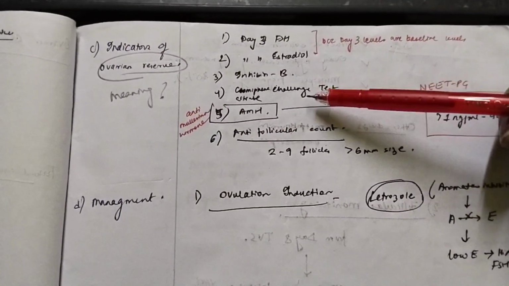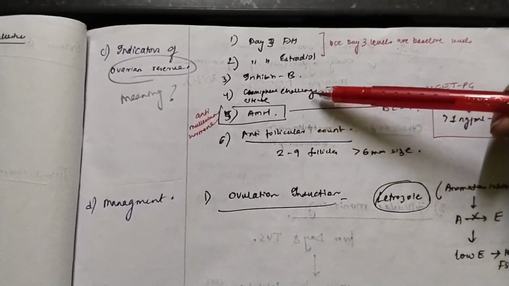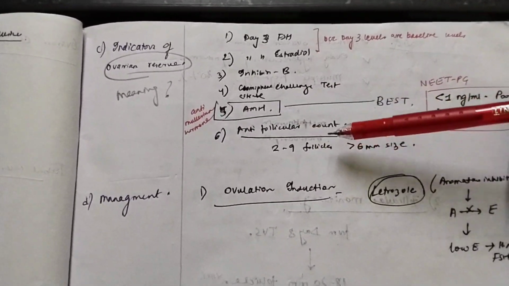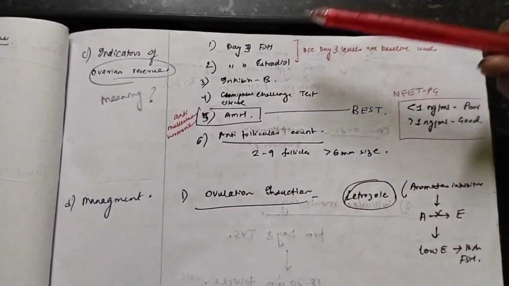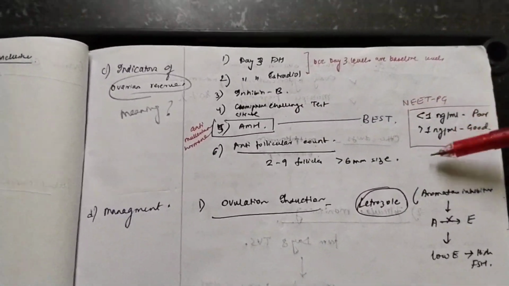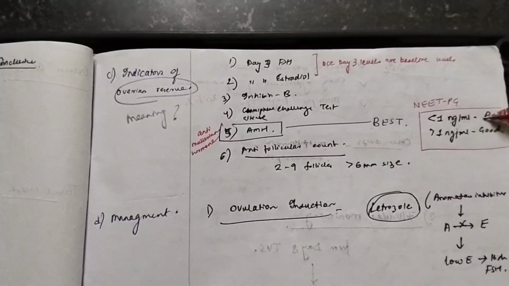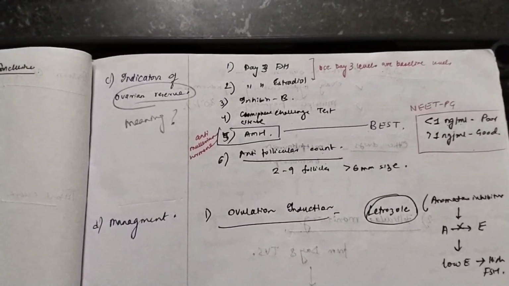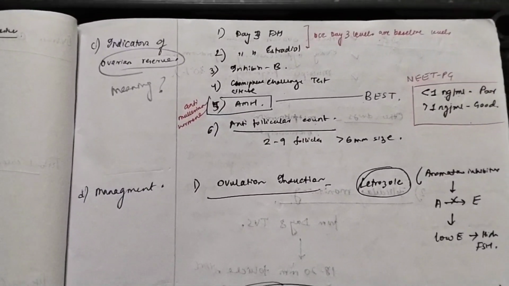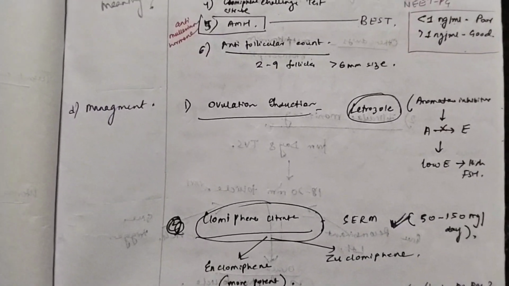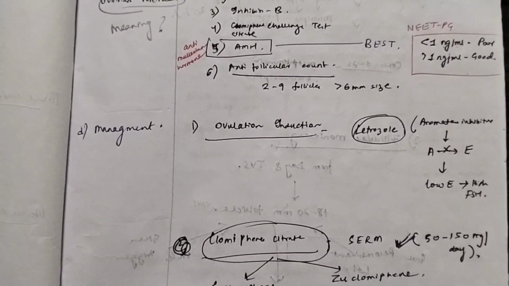We also have inhibin B. We have clomiphene citrate challenge test. You have anti-Mullerian hormone and you have antral follicular count. And the best out of all these ovarian reserve markers is the anti-Mullerian hormone. This is a PG question, that how much anti-Mullerian hormone is considered poor and good. Less than 1 nanogram per ml is a poor marker, and more than 1 nanogram per ml is a good marker of ovarian reserve.